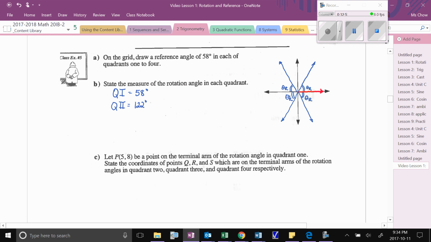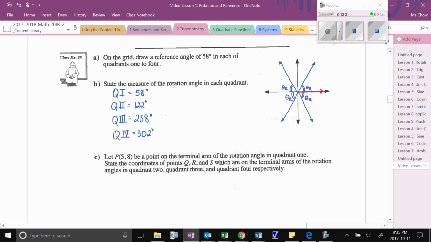If we are looking at quadrant 3, we know that at the negative x-axis our terminal arm would have gone 180 degrees, plus another 58 degrees gives us 238 degrees. In quadrant 4, we know that the remaining amount is going to be 58 degrees, which means that if we've started at the initial arm and come all the way around, then we're looking at 302 degrees.